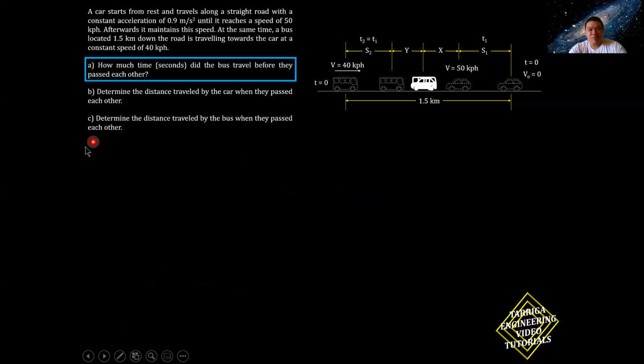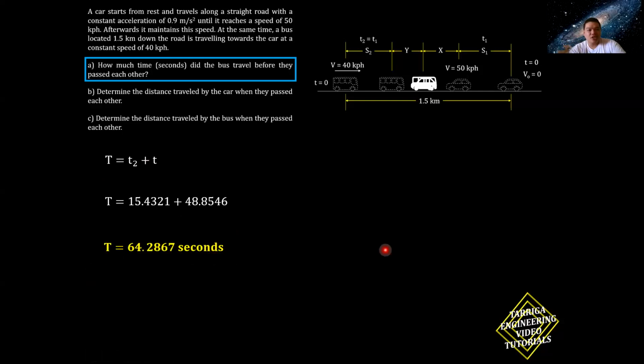Okay, so let's start with part A. How much time did the bus travel before they pass each other? Okay, so syempre, the total travel time of a bus is ito, T2, plus yung T na nakuha natin. That's why T is equal to T2 plus T, where T is the total travel time of the bus. Okay, so substitute, nakuha naman natin yan kanina. And you can have total time traveled by the bus is 64.2867. And that would be for part A.